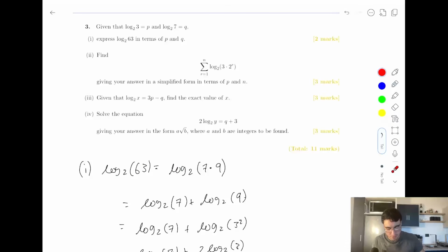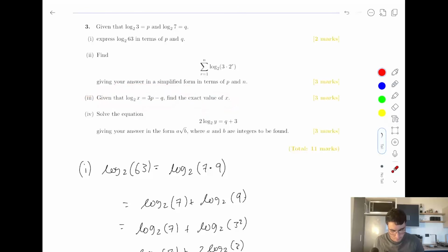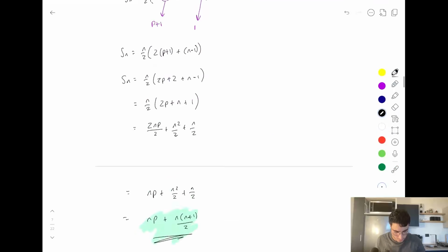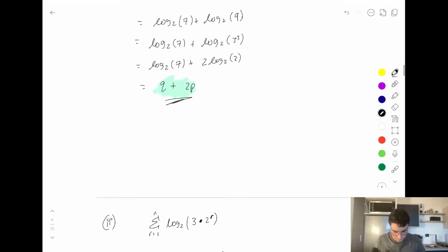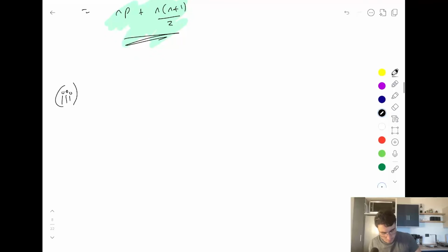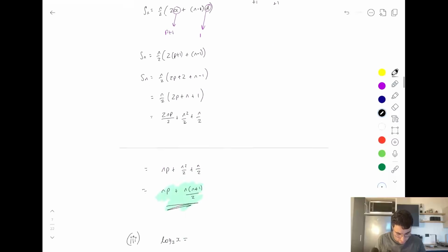Alright guys, for number 3(ii), we are told that given log base 2 of x is equal to 3p minus q, find the exact value of x. So what's that say? What is log base 2 of x equal to? 3p minus q.